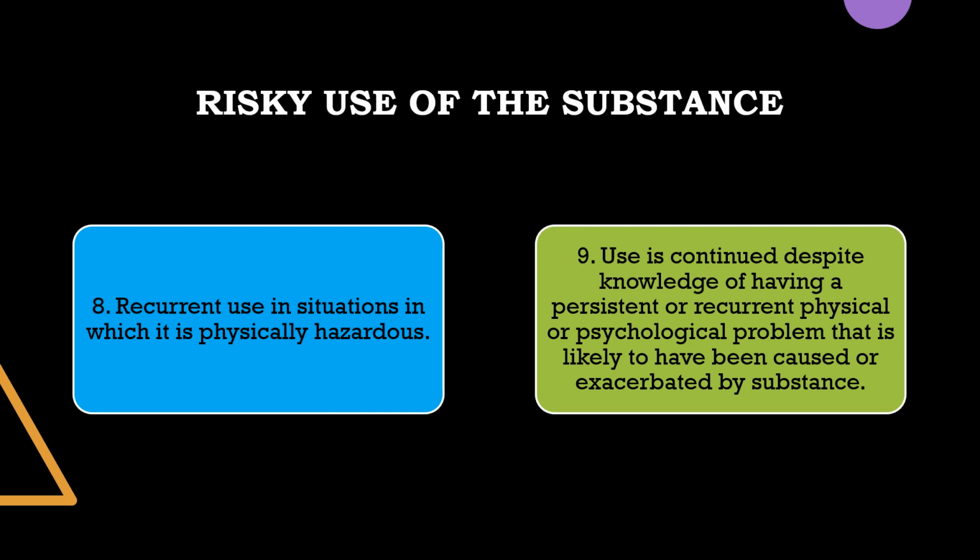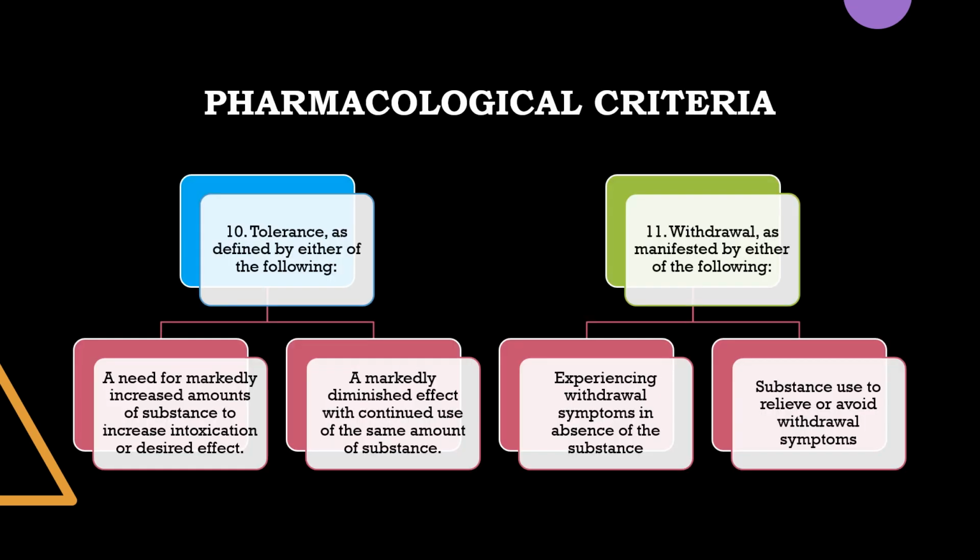So maybe someone is aware that they have a physical or mental condition that they know is exacerbated by use. So for example, someone who has something like schizophrenia or a psychotic disorder that is known and they are informed that substance use either interacts with medication or otherwise exacerbates symptoms, and they know that this is going to happen but they engage in substance use anyway. That's considered a risky use of the substance as well.